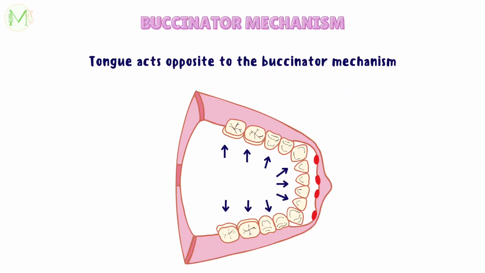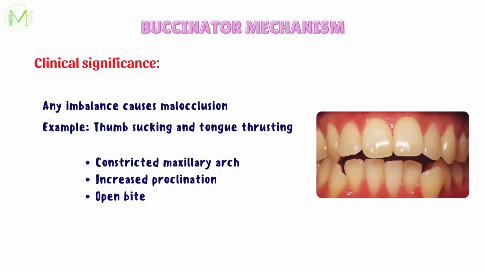Tongue acts as an opposite force to the Buccinator mechanism, exerting an outward force. All these muscles of the Buccinator mechanism exert an inward force, and the tongue exerts an outward force. This is very important clinically because any imbalance in the Buccinator mechanism can lead to malocclusion. In case of long-term habits like thumb sucking or tongue thrusting, the equilibrium between the Buccinator mechanism and the tongue is lost. This causes various changes in the dentition like constricted maxillary arch, increased proclination, and open bite.